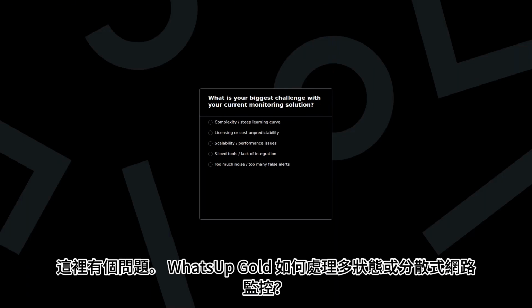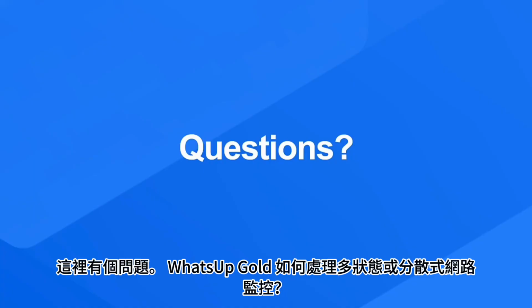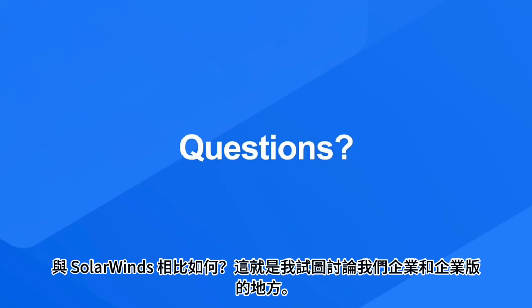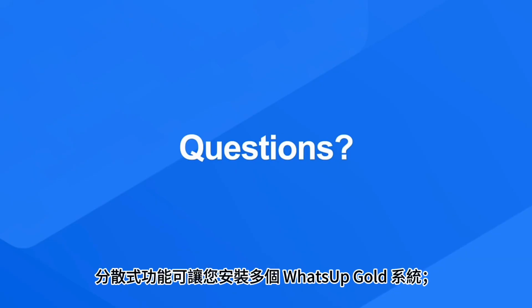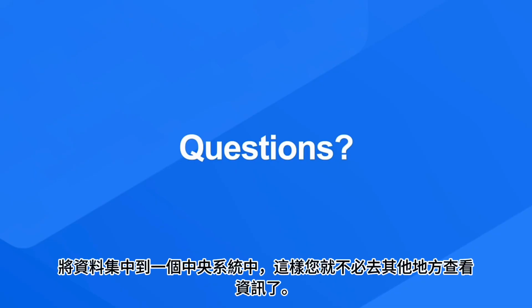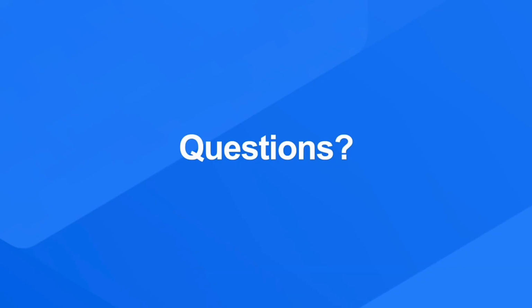We'll go on to the next question here. How does WhatsUp Gold handle multi-site or distributed network monitoring compared to SolarWinds? So this is where I was trying to discuss our Enterprise and Enterprise Plus licensing. As part of the Enterprise or Enterprise Plus licensing, you get our distributed functionality, which enables you to install multiple WhatsUp Gold systems, and roll data up to a central system so you don't have to go check information in other places.